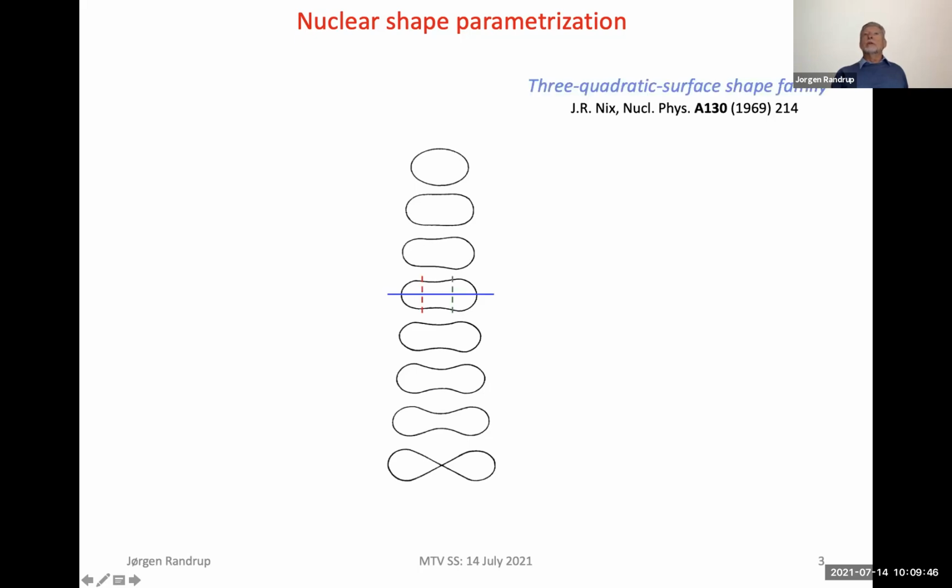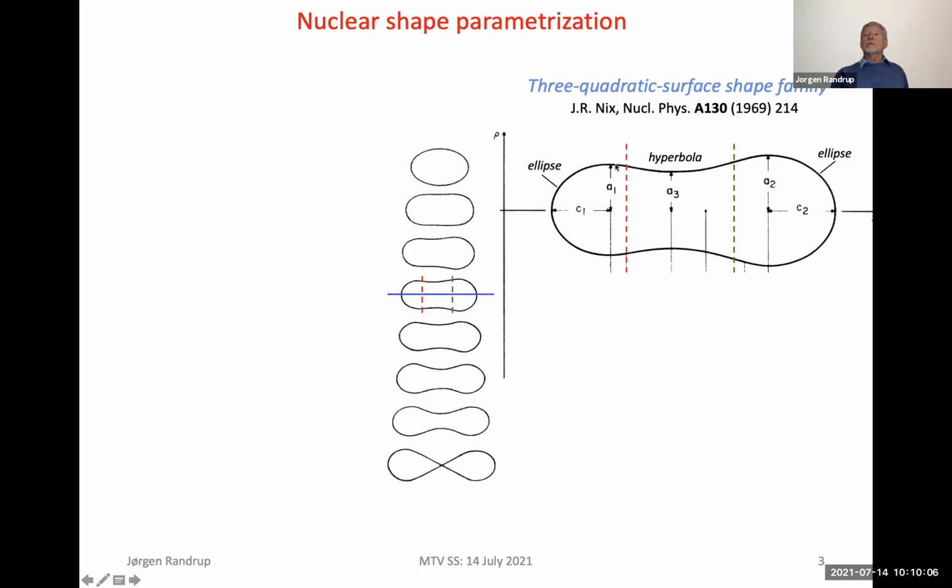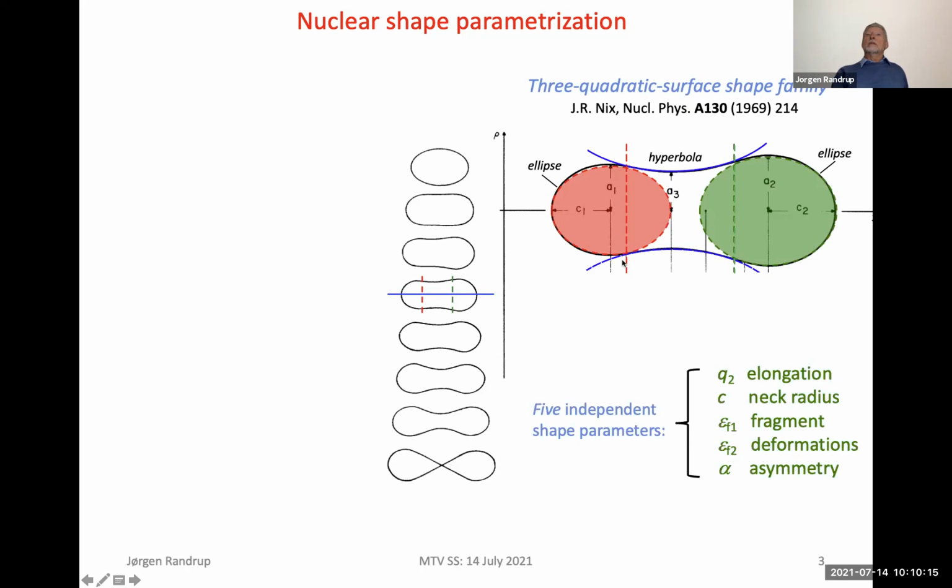The one I will mention was invented already 50 years ago or more. It's called the three quadratic surface shape family. It is good for actually symmetric shapes, and it says you simply divide the shape into three sections: a left shape, a right, and a middle. On the left, you have an ellipse. On the right, you have an ellipse like this, and then you have a hyperbola in between.